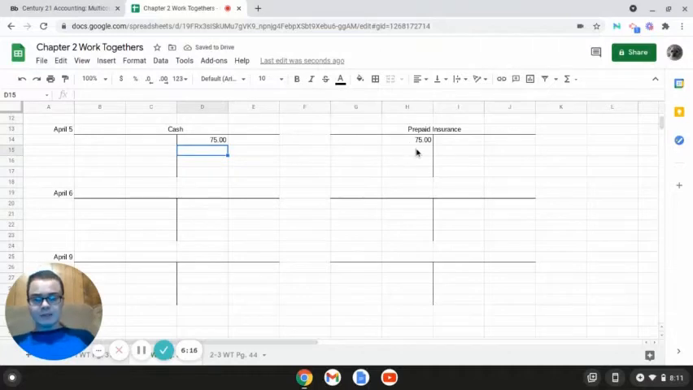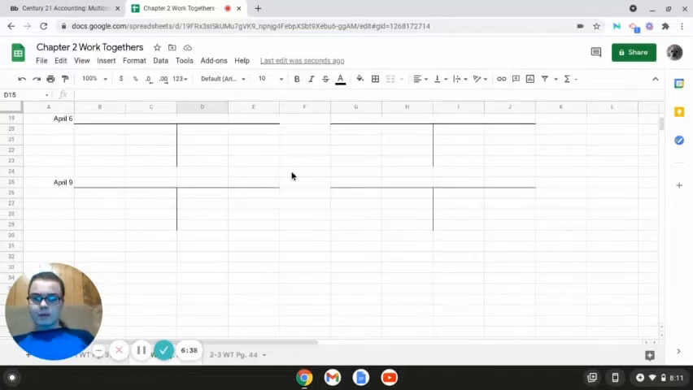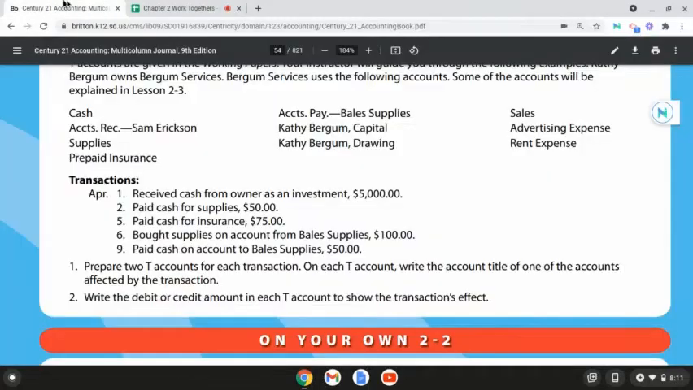Now again, for this transaction, we have an increase and a decrease. So since these accounts are both assets, they increase by a debit and decrease by a credit. But again, if you remember, since we have paid cash for insurance, our insurance account is going up or being increased, and our cash account is going down or being decreased. All right, so that was transaction number three.